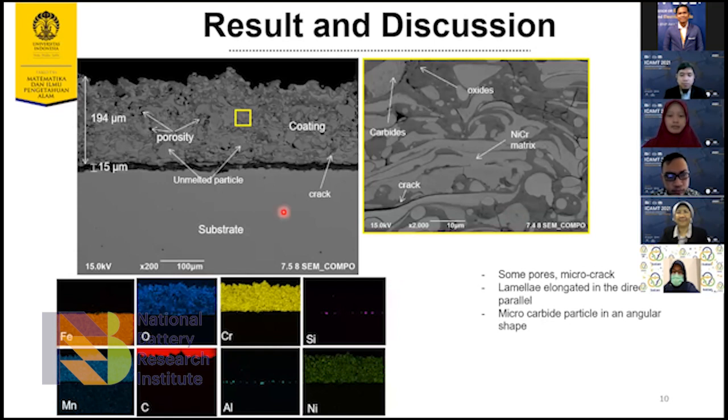And then next is the cross-section micrograph of the specimen. The coating presents some pores. We can see in this picture some pores, and micro cracks were also detected in here. The coating thickness is about 200 micrometers, and it was clearly recognized that the coating consisted of lamellae elongated in the direction parallel to the coating surface. In this area, carbide particles were observed distributed evenly in the coating. Micro carbide particles in angular shape were observed in the coating.